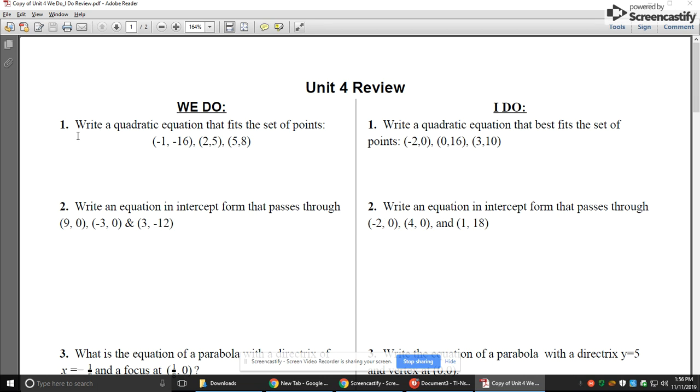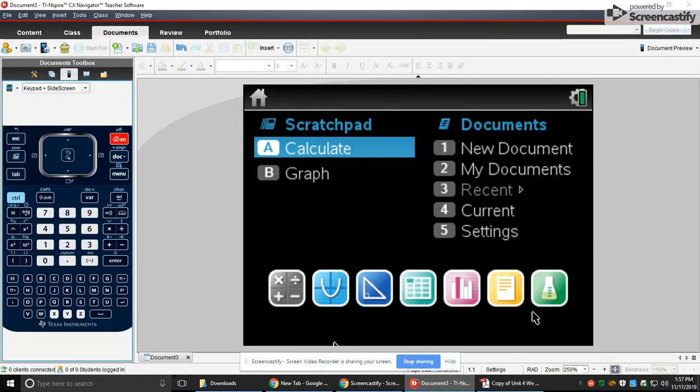So number one, write a quadratic equation that fits the set of points (-1, -16), (2, 5), and (5, 8). None of those points are labeled as a vertex or an x-intercept, so these are three random points. These points will need to be plugged into the graphing calculator. So how do we do that?